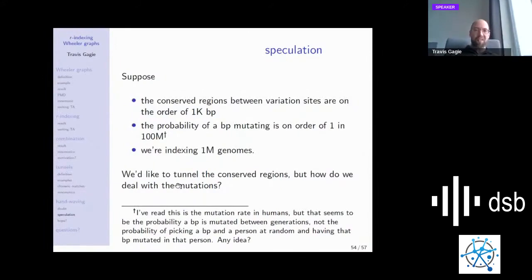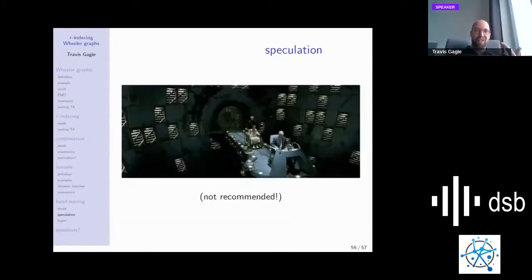We'd like to tunnel the conserved regions, but how do we deal with the mutations? Well, people tend to sort of want to filter out the mutations, but I've seen this in a movie where people try to get rid of the mutations, and it doesn't end well for them. So we shouldn't do that.